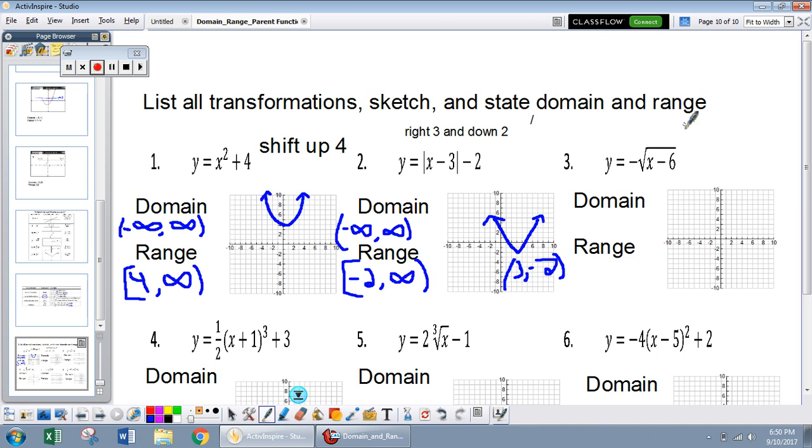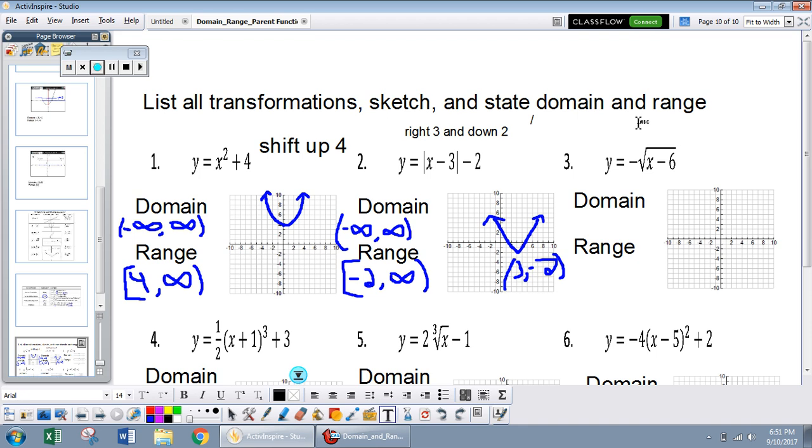Alright, next one. Square root function, square root of x minus 6, and we have the negative, so on the outside. So again, outside affects the outputs.